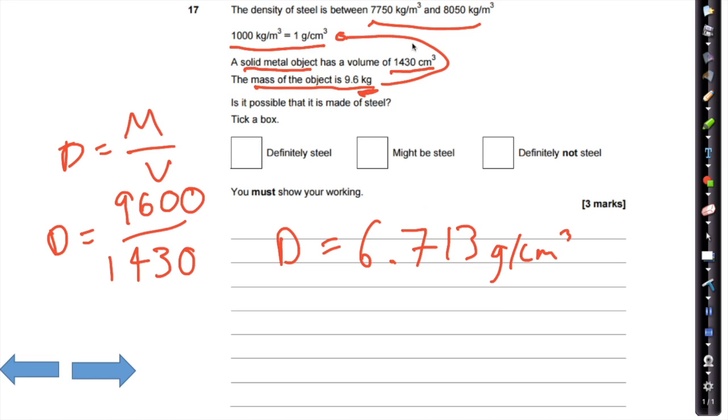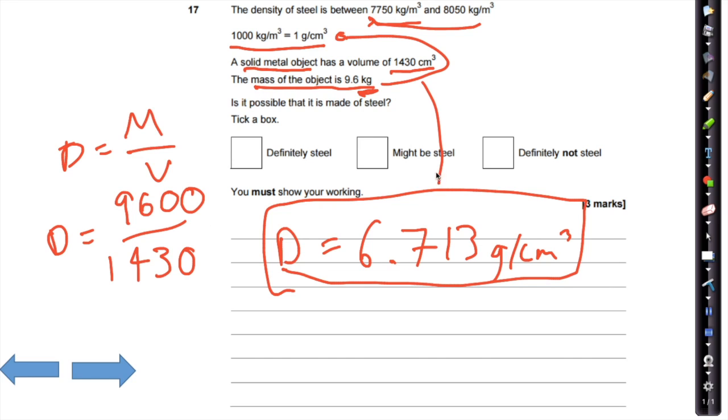Okay, so what is that? I mean, we've got grams per centimeters cubed here, but up here we've been given the densities which are between these two values, but it's in kilograms per meter cubed. So we're going to have to say, okay, well, that's the density of our material, our metal object here. We've worked that out. But is it steel?